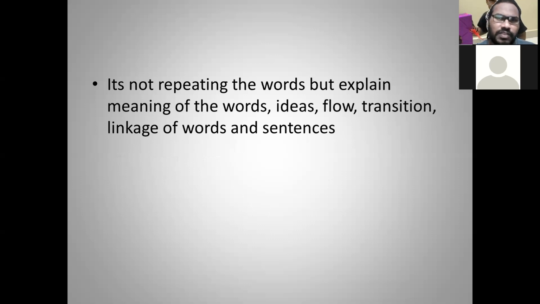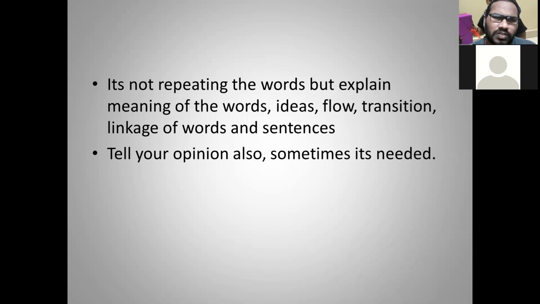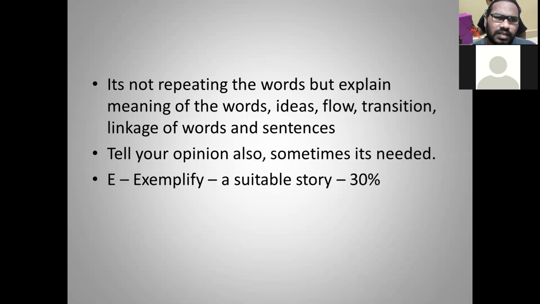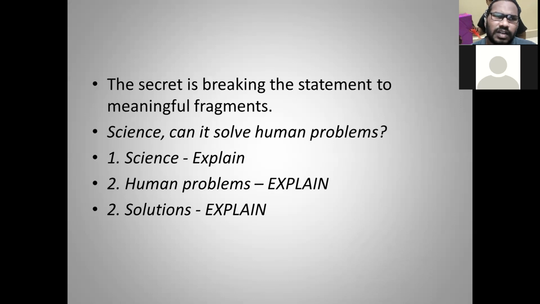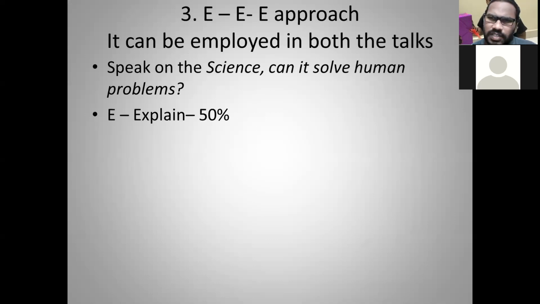Which we need to make up in our brains. We need to think in our minds about what words I need to explain: ideas, flow of the words, transition of the words, linkage of words and sentences. It comes by practice, don't worry. Sometimes tell your opinion also, sometimes it's needed. The second thing is exemplify a suitable story. This is 30%. And exercise means a call for action. This is 20%. So explanation is 50%.